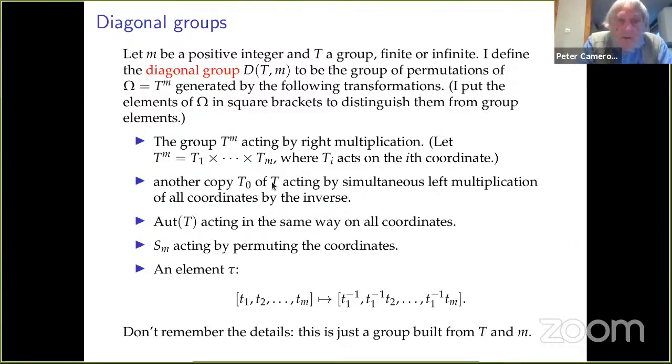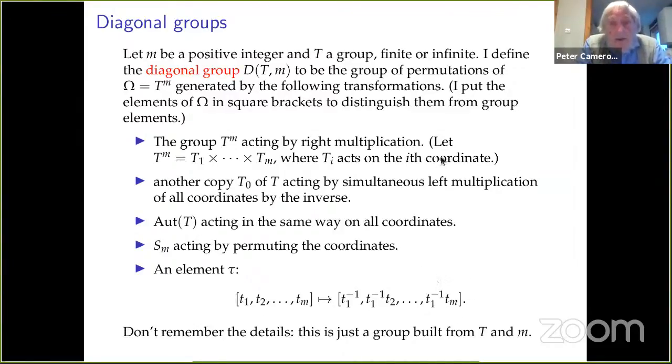So to act with an element of T0, you take an M tuple and you multiply every element on the left by some element of T. Of course, if the group's abelian, this makes no difference, but if it's non-abelian, that will be a different permutation. Now, we also take the automorphism group of T acting on the coordinates, permutations of the coordinates, and another rather strange looking element, which I don't want you to worry about.